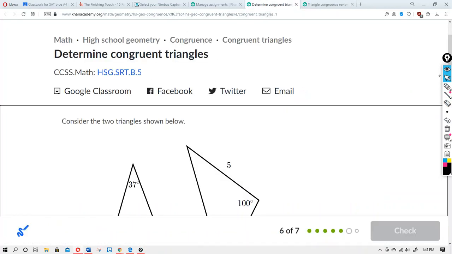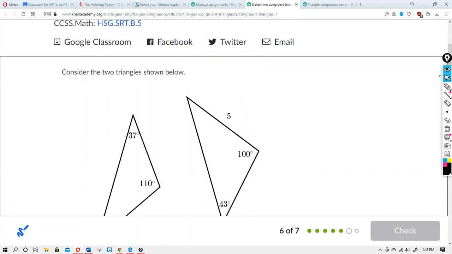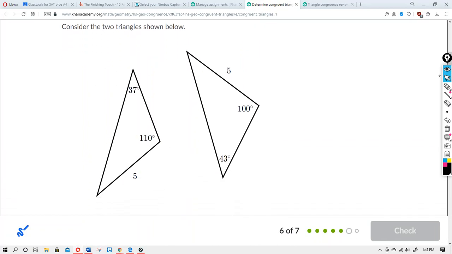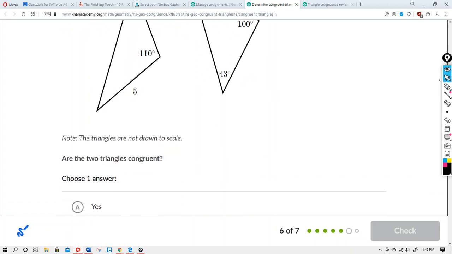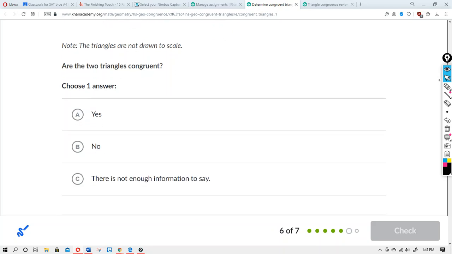Okay, so on to the problems. Determine congruent triangles. Let's look at what they're asking first. They're asking if the triangles are congruent. Are two triangles congruent? You could say yes, no, or there is not enough information.